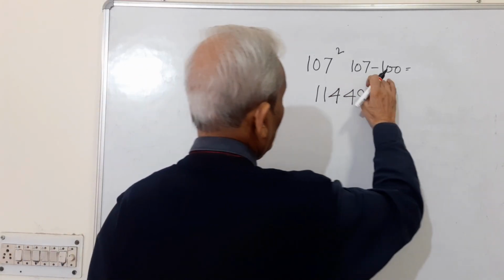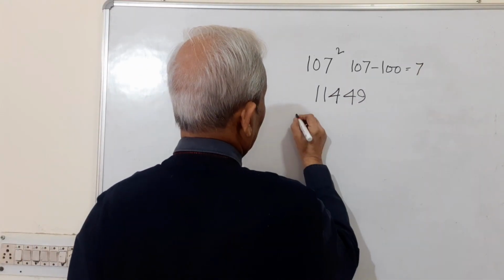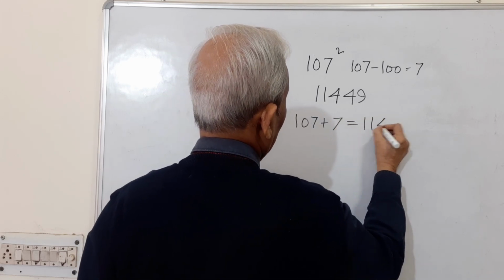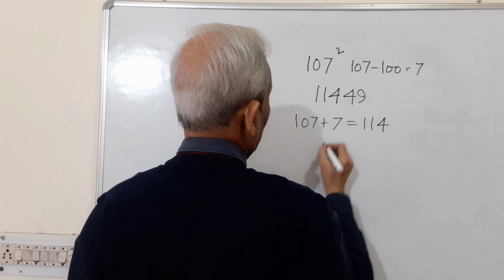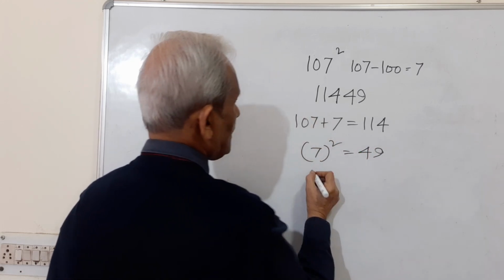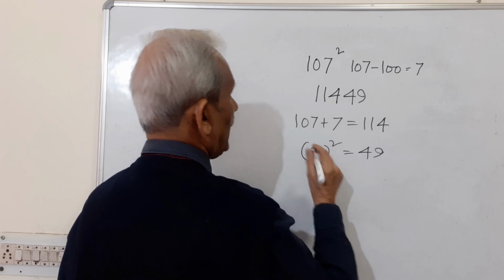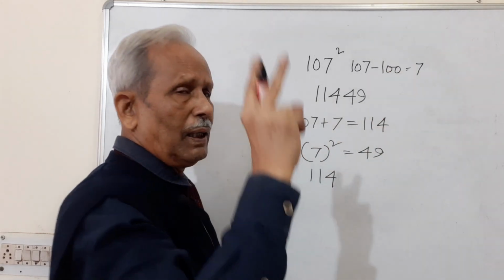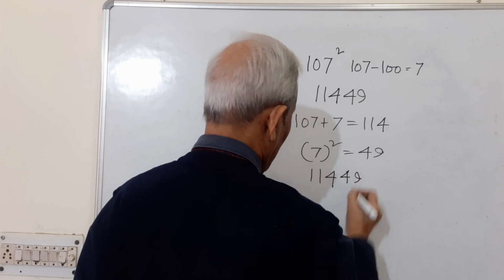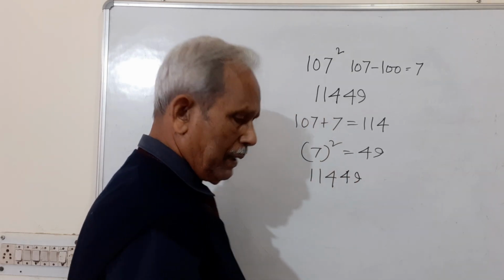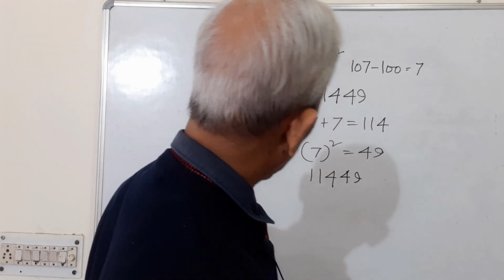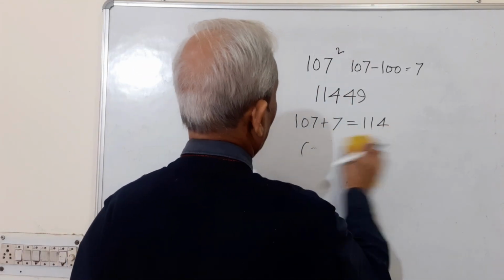So how have I done it? 107 minus 100 is 7, then we have done 107 plus 7 is 114. After 114, 7 square is 49. First part of the answer is 114, and for the second part you will see how many zeros are there. There are 2 zeros, that means we can take 2 spaces, you write 49 here, and that is the answer, 11449. It's very simple, but once you understand it, you can do it very clearly without any problem at all.